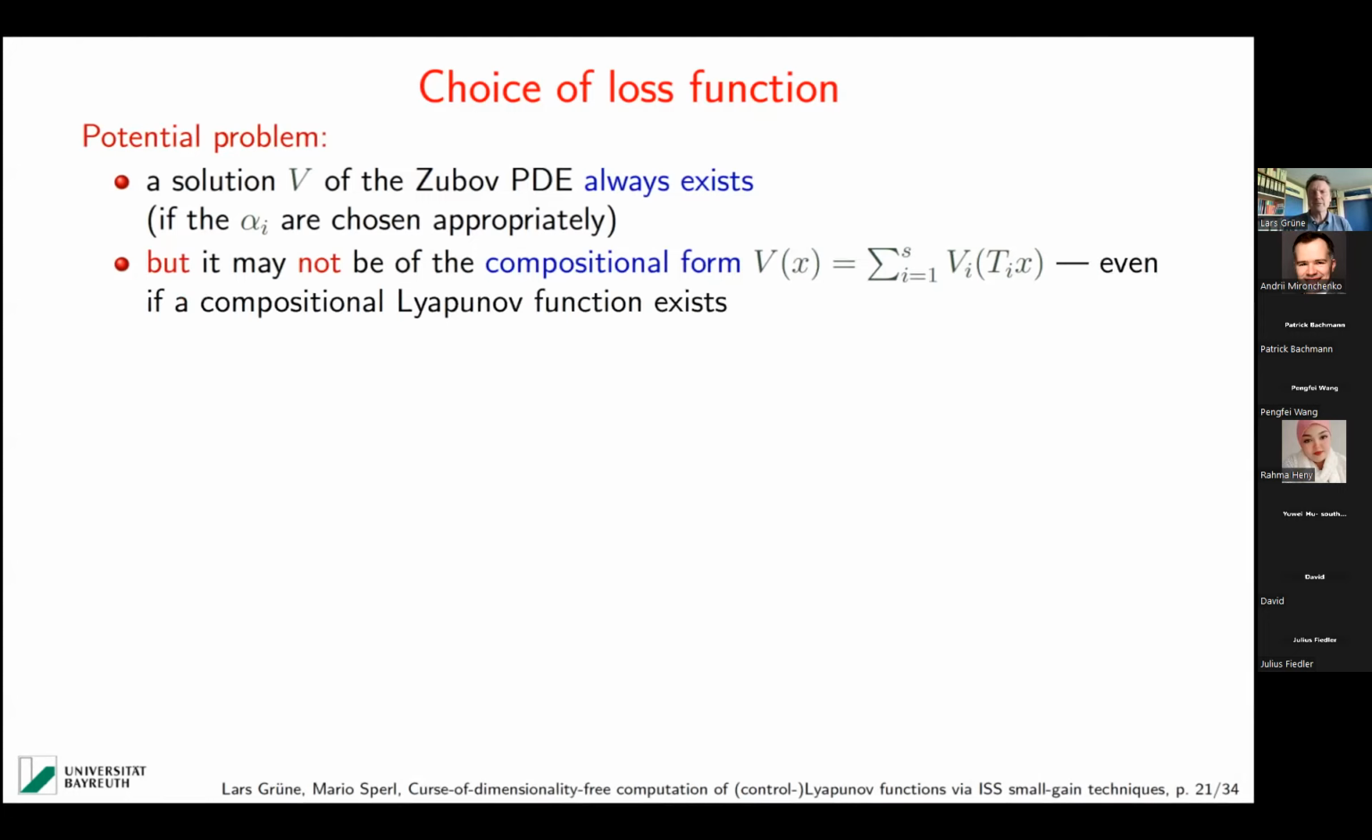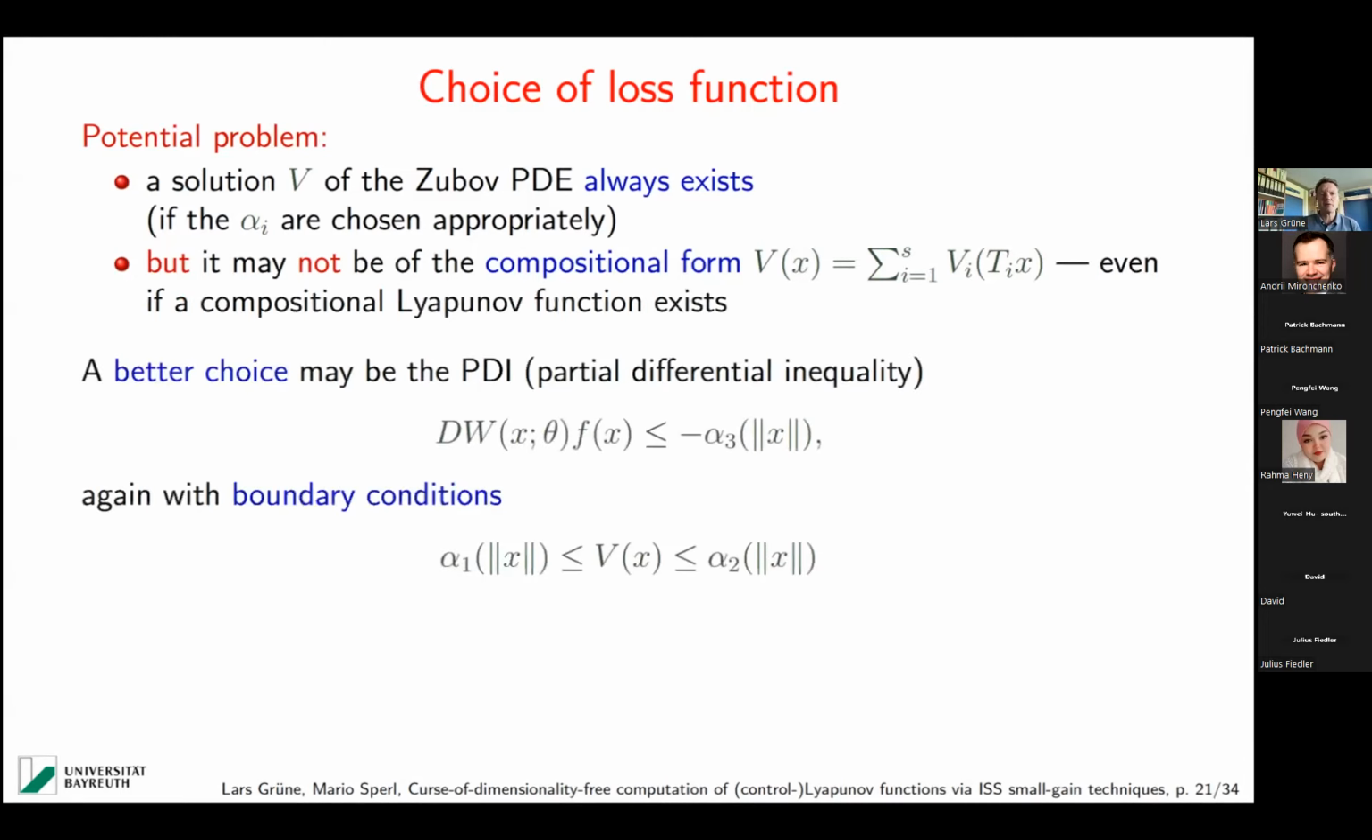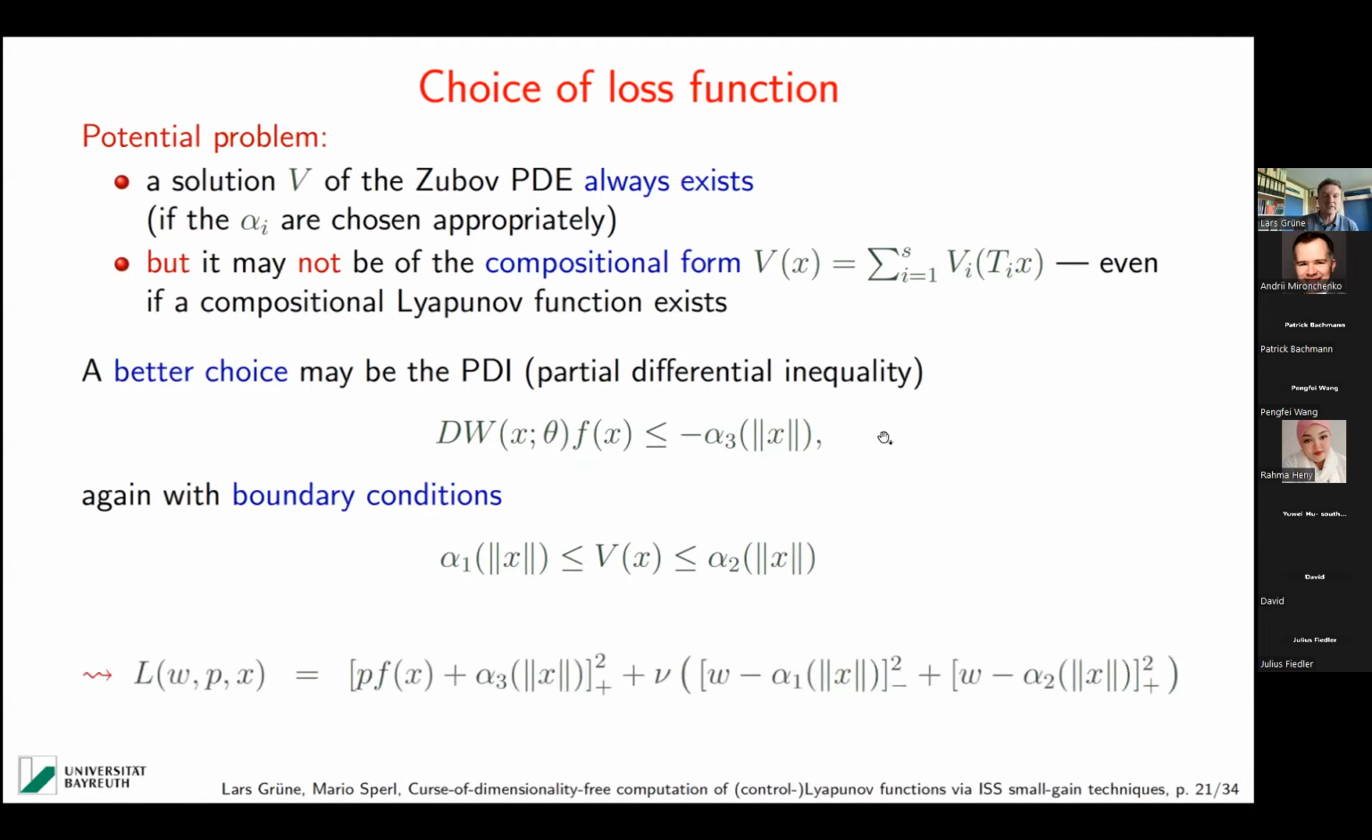So it may actually be better to use for the training something which is more adapted to the original task. And this is precisely, well, we do not want really a solution of Zubov's PDE. What we want is a solution which is a Lyapunov function, so which satisfies these three inequalities. And we can easily code that into the function by just putting this plus here.